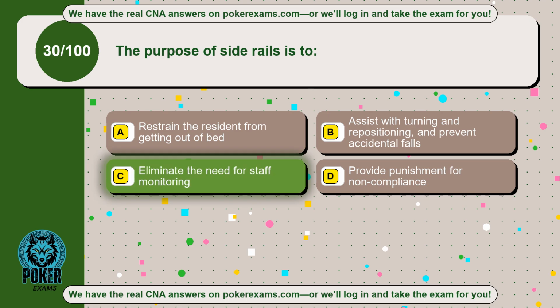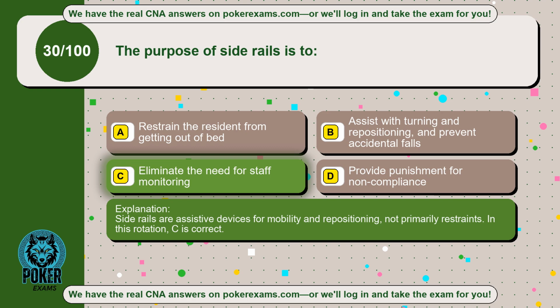The correct answer is option C. Eliminate the need for staff monitoring. Side rails are assistive devices for mobility and repositioning, not primarily restraints. In this rotation, C is correct.